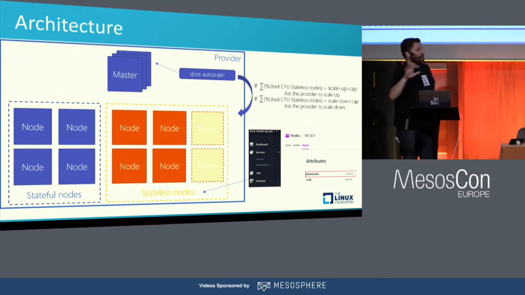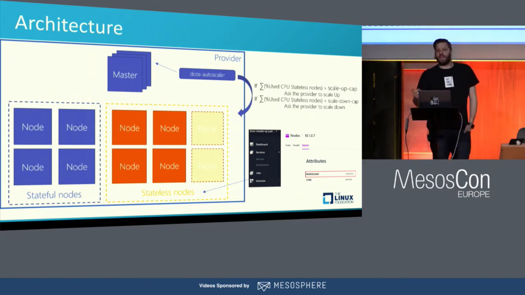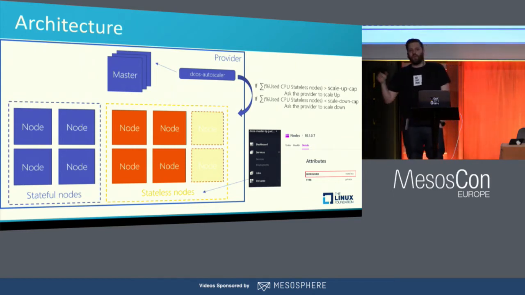Make sense? So what I'm going to do, I say, OK fine, it's not really complicated. I have to find a way to ask Mesos how many resources I have, how many resources I want, how many I'm consuming right now, and then do the math and talk to the provider first.